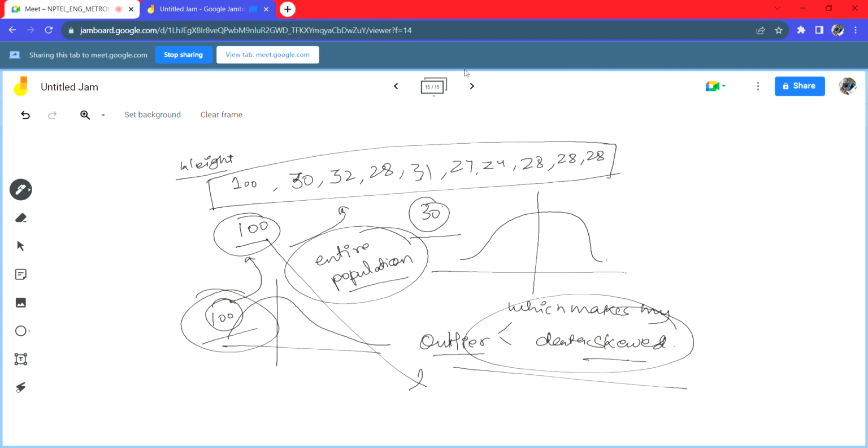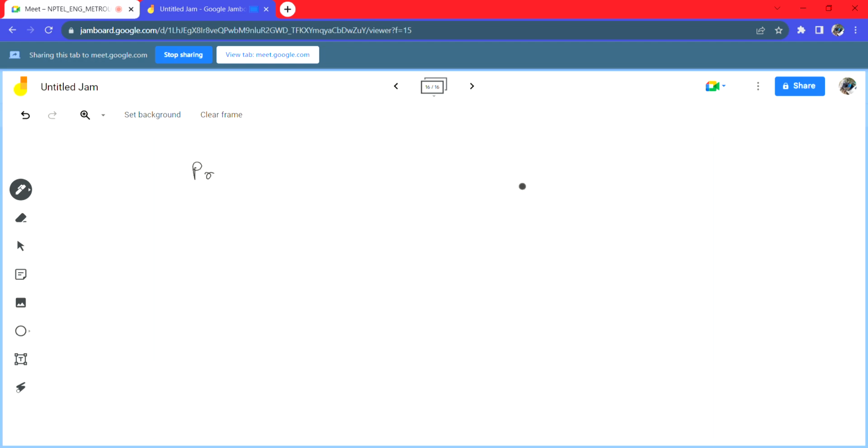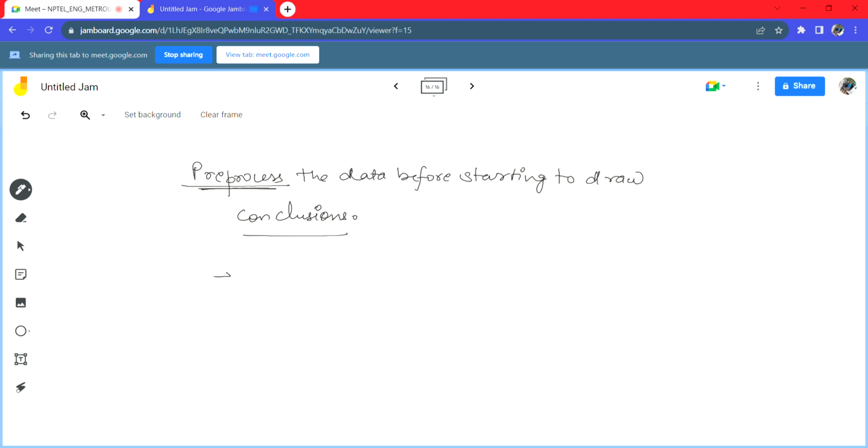So while analyzing the data, it is very important for you to pre-process the data before starting to draw conclusions. This is a very important stage wherein you have to rectify errors of collection, outliers, and random errors.